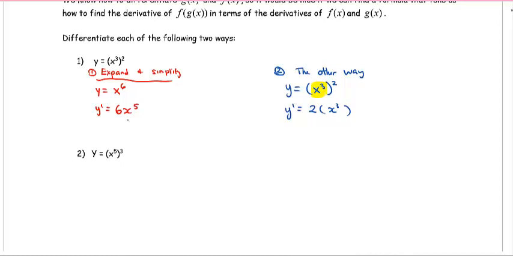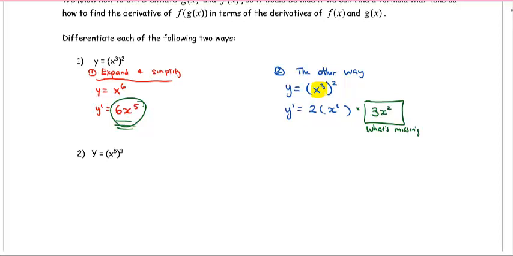But from the first method, we know our answer is 6x to the power of 5. So my question is, what's missing? What must I multiply 2x cubed by to give me the result of 6x to the power of 5? 2 times 3 is 6. x cubed times x squared seems to be x to the power of 5. Okay, so what's missing here is this 3x squared.